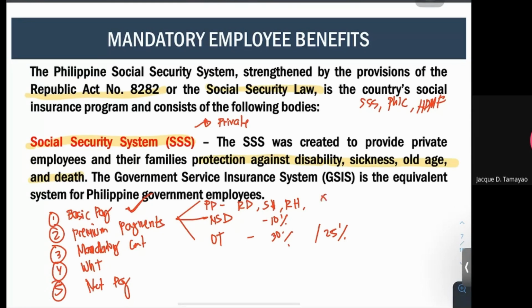It is not applicable to your government employees because for government, what is used is your GSIS. Take note, the Government Service Insurance System is for Philippine government employees. Therefore, if you are government, you are under GSIS. If not, meaning you are a private employee, you are under SSS.